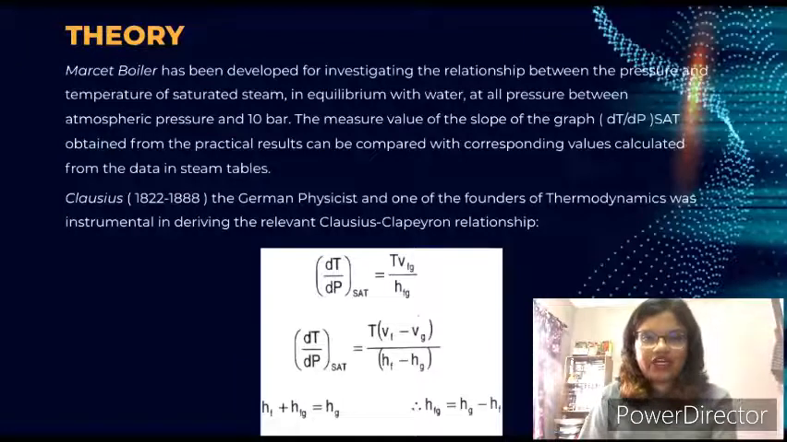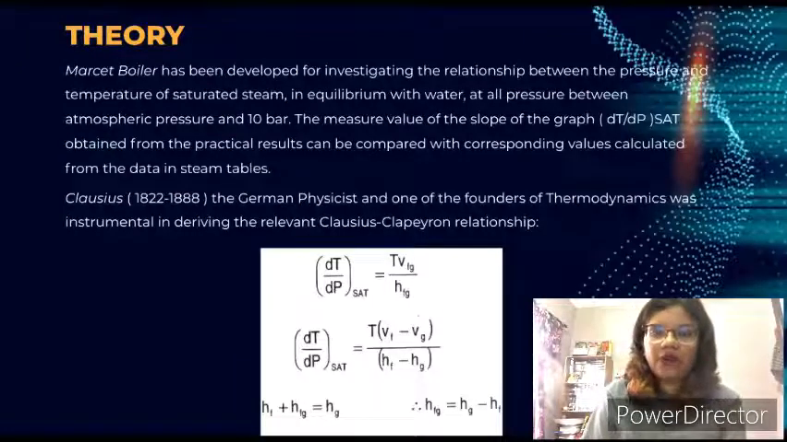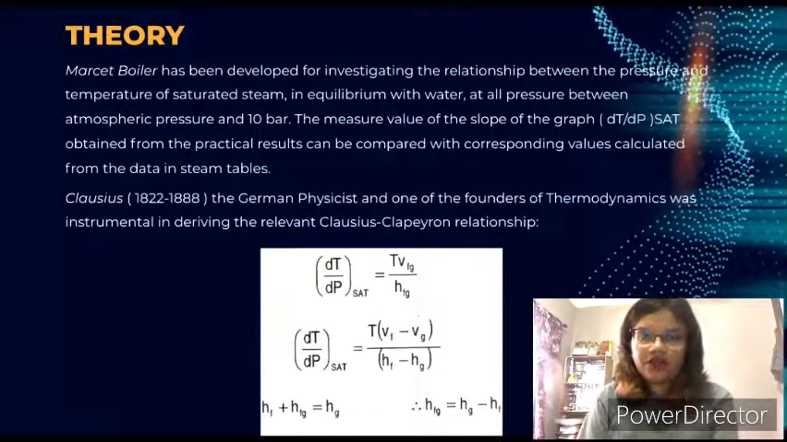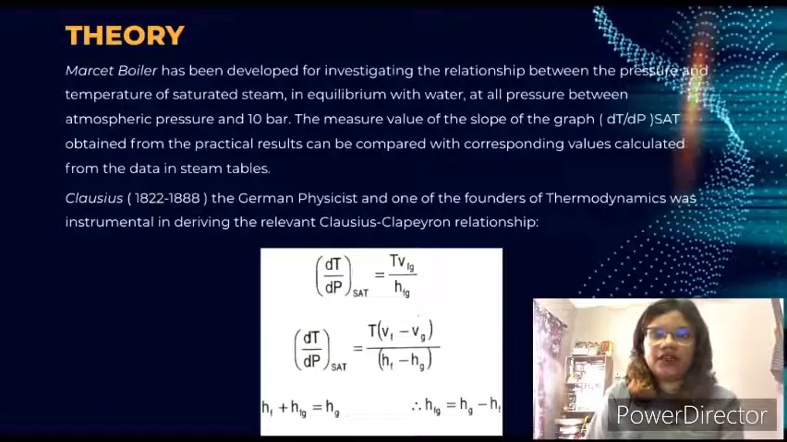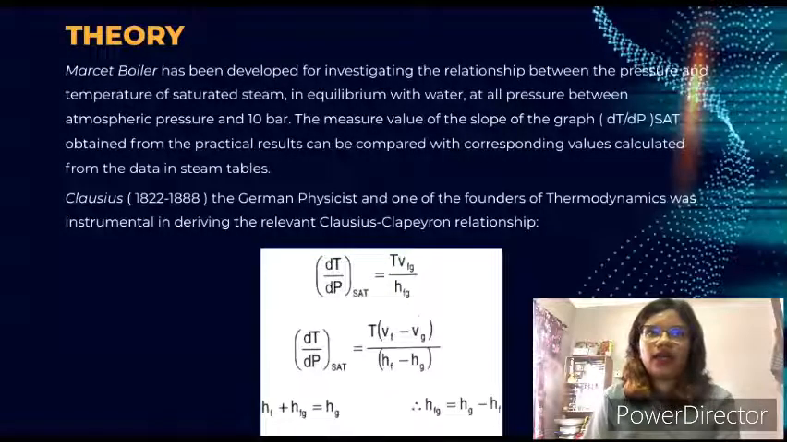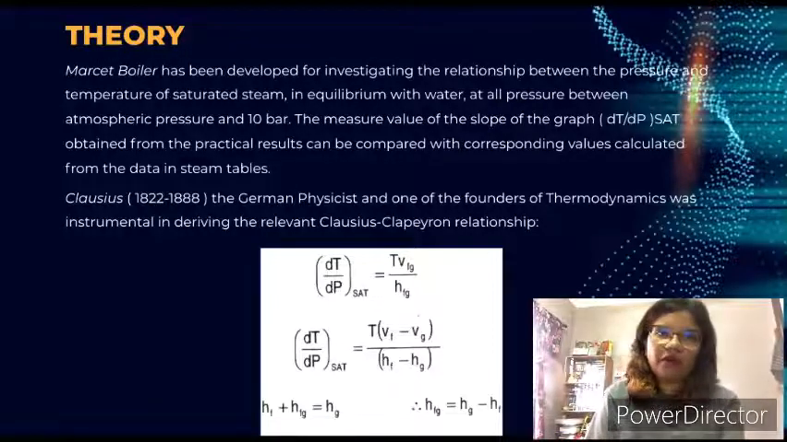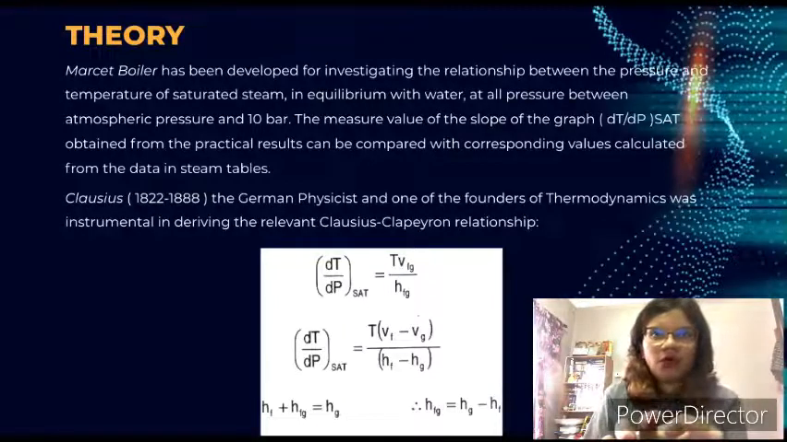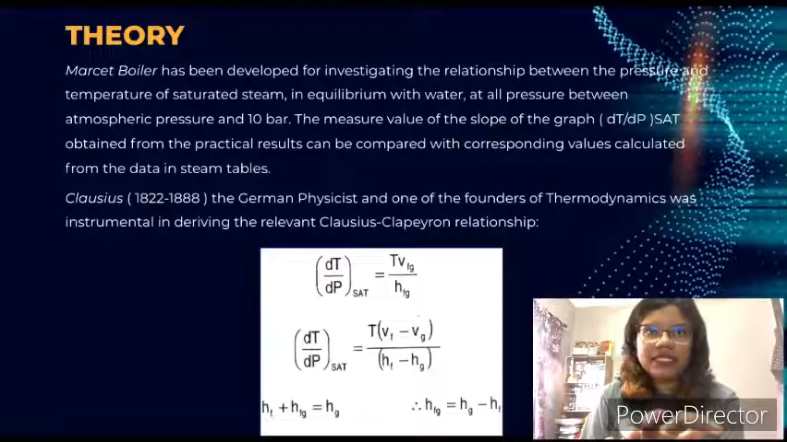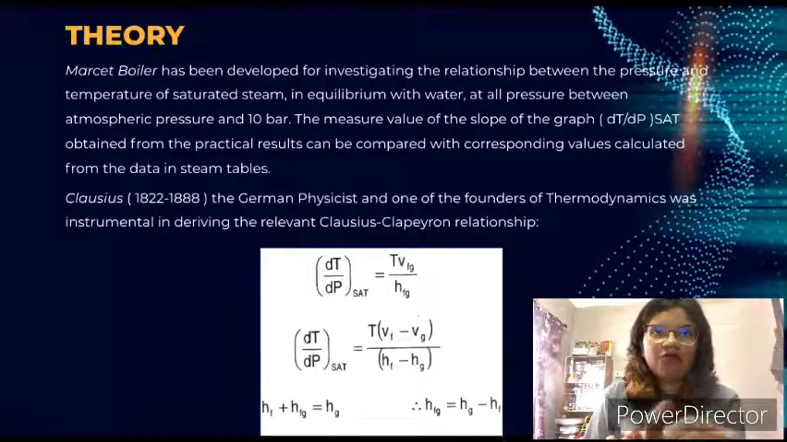Hi, my name is Darshana Harikrishnan, and today I will be walking you through the theory behind the Marcet boiler experiment. Thermodynamic properties of a pure substance could be determined by two of the following characteristics: temperature, pressure, enthalpy, entropy, volume, etc. Data characteristics could be obtained either from experiments or equations. Among the thermodynamic properties, the two that are easily measured are temperature and pressure.